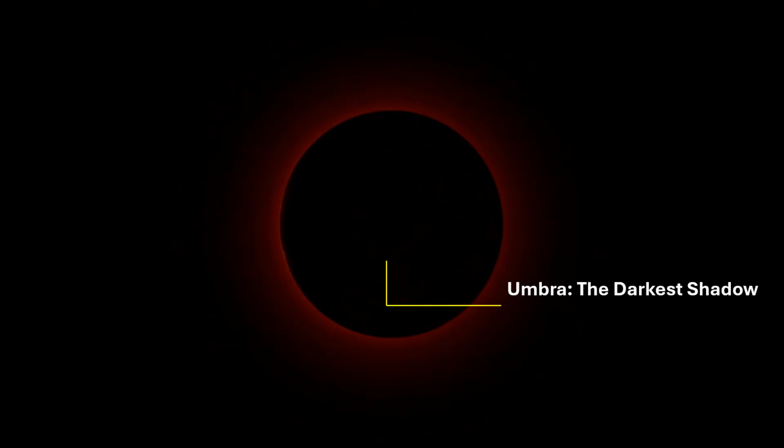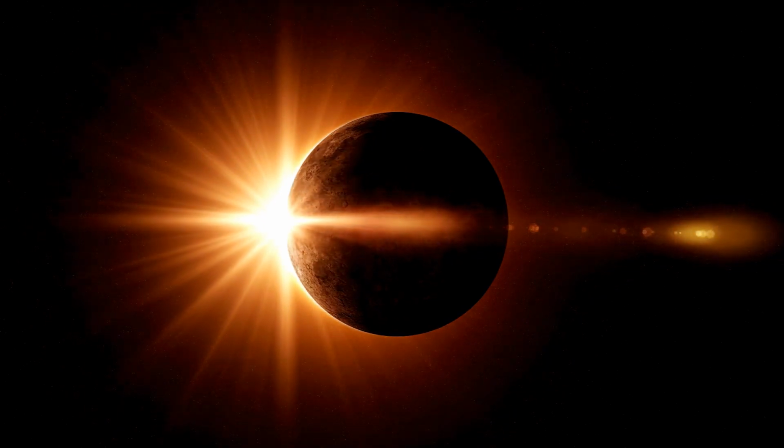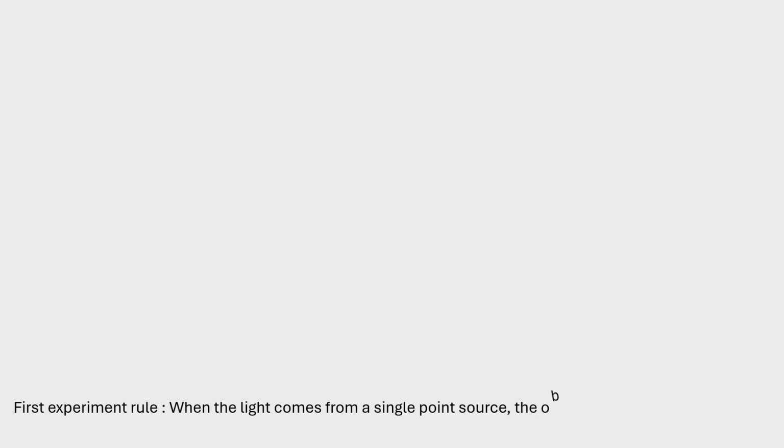First we have the Umbra, the darkest shadow. The Umbra is the darkest part of the shadow. It's where the light source is completely blocked by the object. If you are in the Umbra during an eclipse, you experience total darkness, like in a total solar eclipse, where the moon fully covers the sun. First experiment rule: when the light comes from a single point source, the object creates only one type of shadow, known as the umbra.